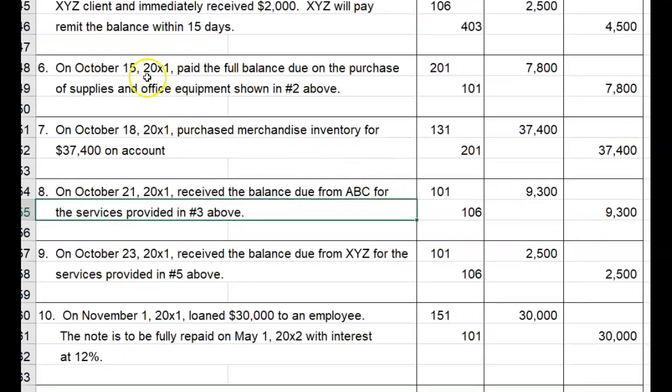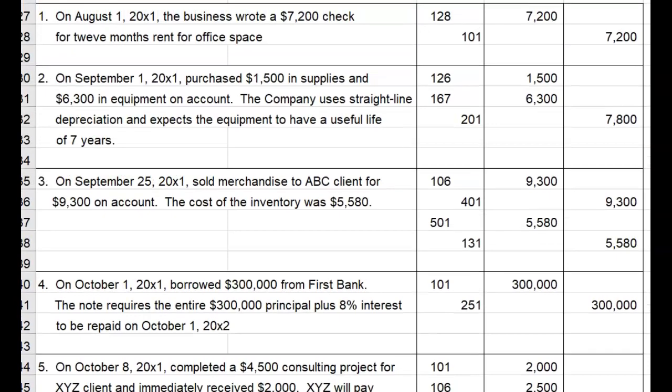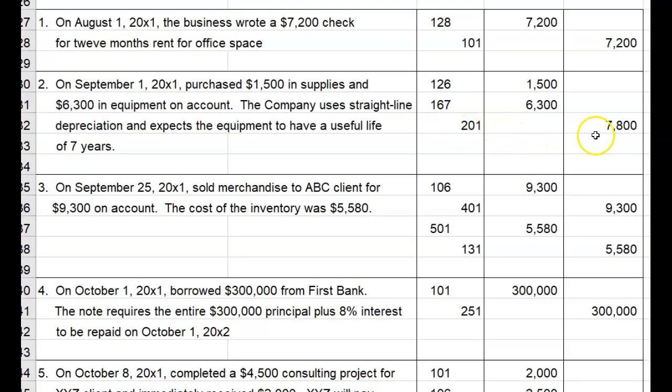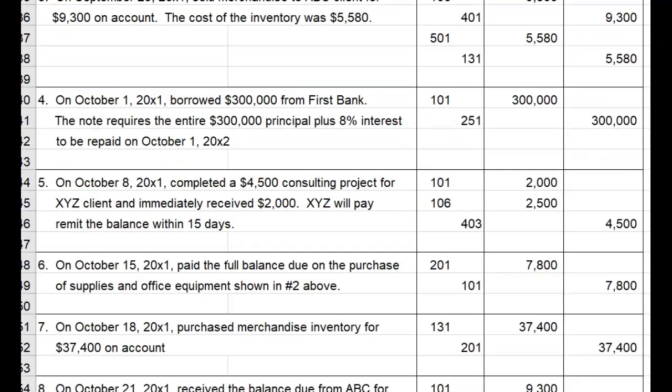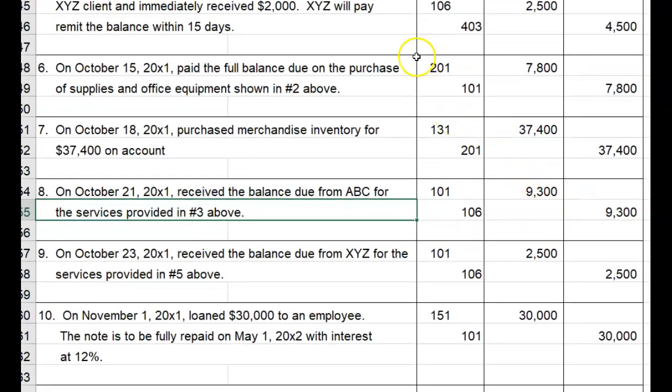So on October 15th, the company paid the full balance due on the purchase of supplies and equipment shown in transaction number 2 above. Well, if you page up to number 2, we incurred a liability of $7,800 for the equipment and the supplies. Now we're paying this off. So we're going to debit account 201 and we're going to credit cash. Debit 201, credit 101 for $7,800.